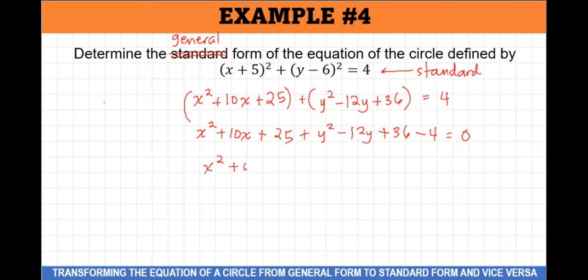So, x squared plus y squared first, plus 10x minus 12y. And then, ito natin nakalagay dito ay positive 25 plus 36 minus 4. Then you will get a positive 57 equal to 0. Therefore, the general form of the equation of the circle is x squared plus y squared plus 10x minus 12y plus 57 equal to 0.